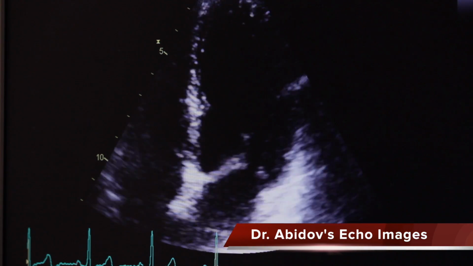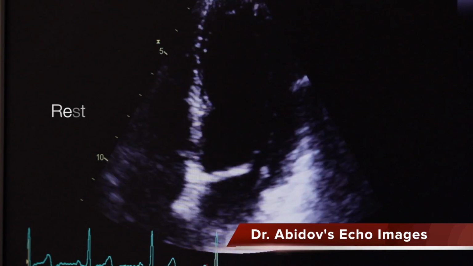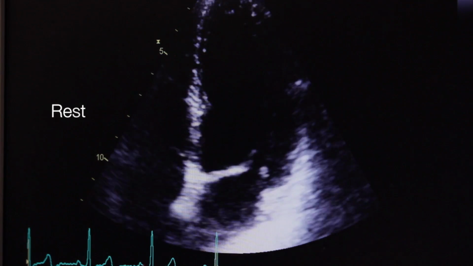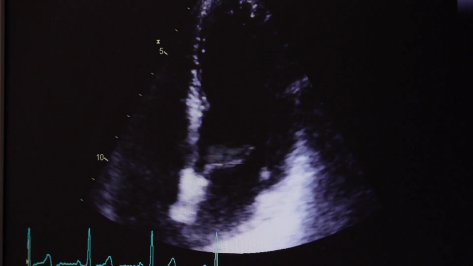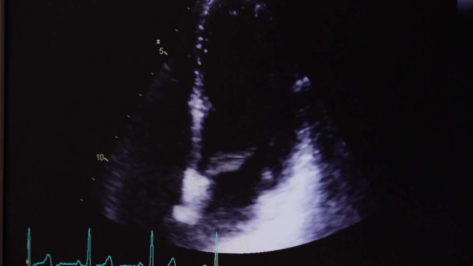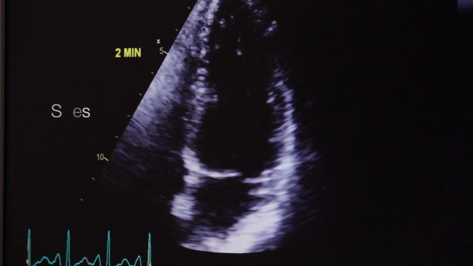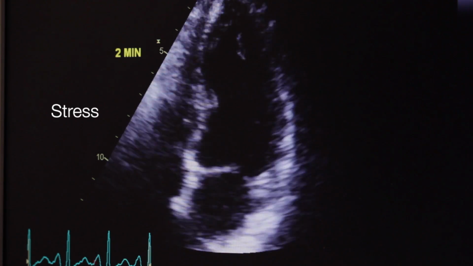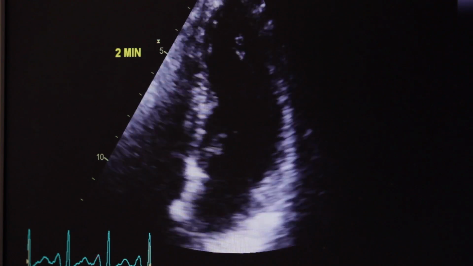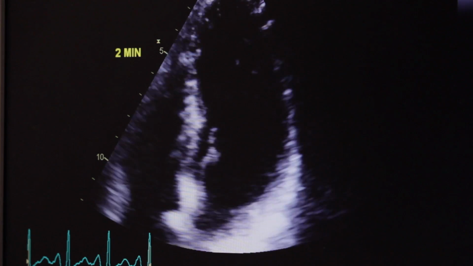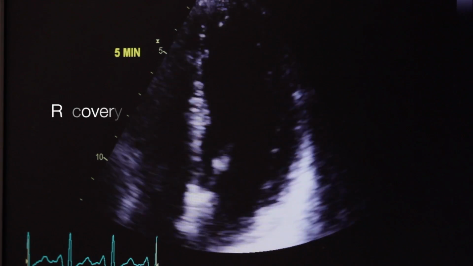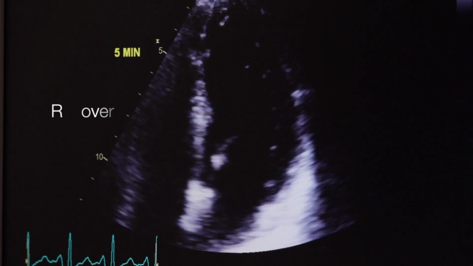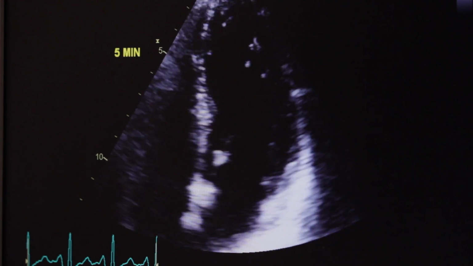Here are some examples of recent echocardiographies worked in Dr. Abadoff's clinical research. The first image shows a 4-chamber heart that is at its resting state. The next image shows the same heart after adding a stimulus that dilates the heart after 2 minutes. The final image is the recovery state, where after 5 minutes the heart is getting ready to go back to its normal state.